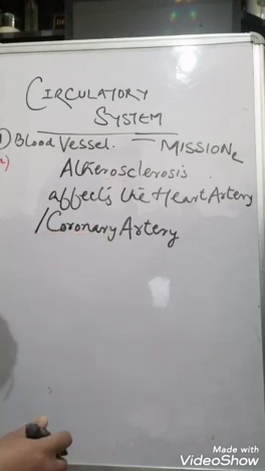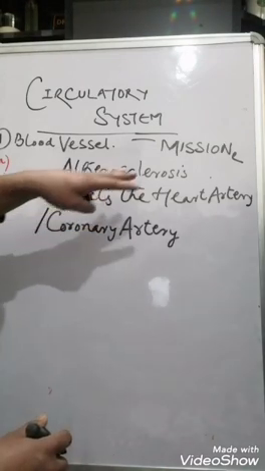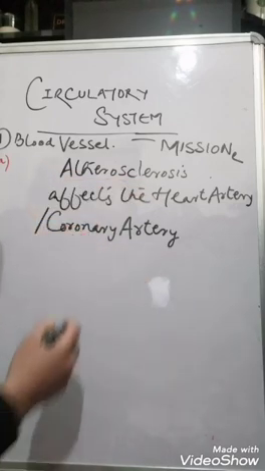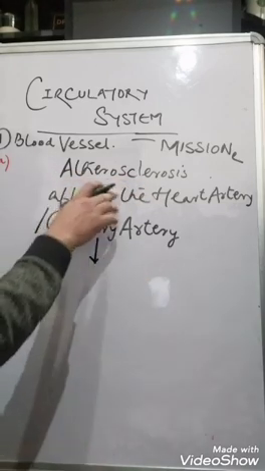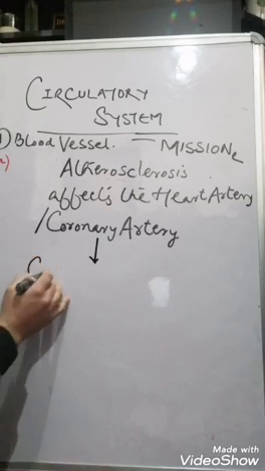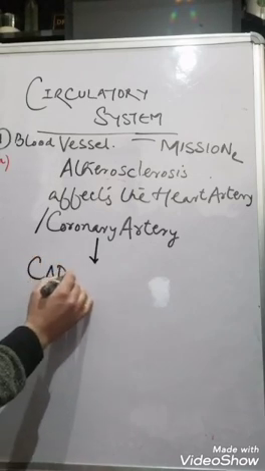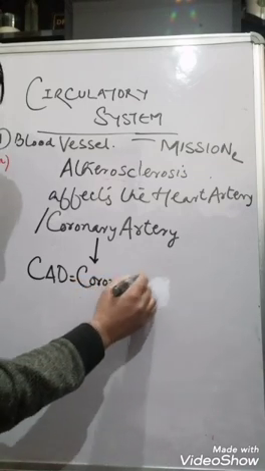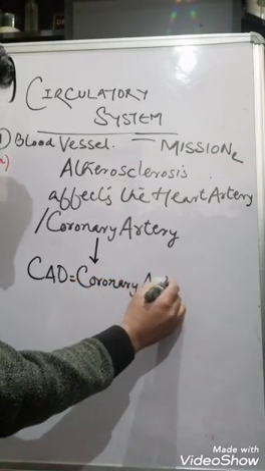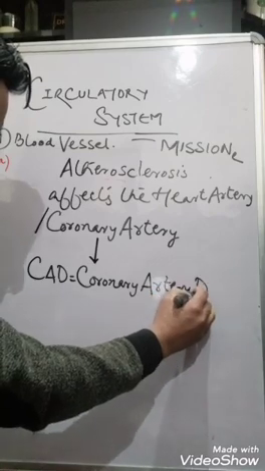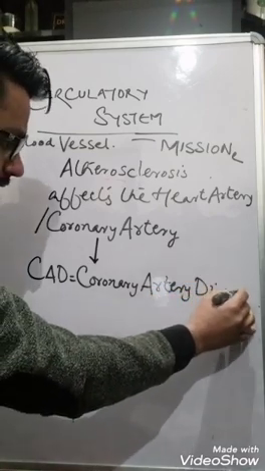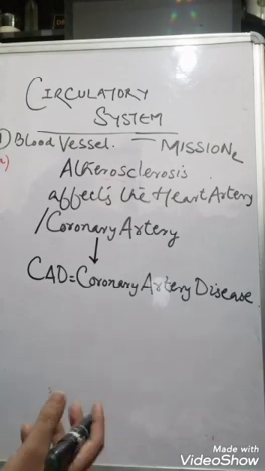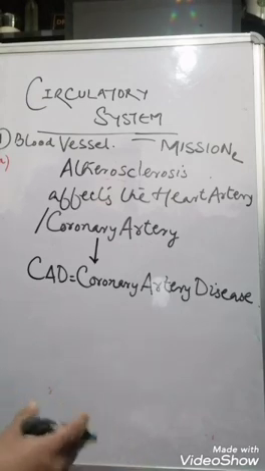So sometimes there is atherosclerosis of this heart artery, of this coronary artery, and this disease, this atherosclerosis, we call as CAD, or the full form is coronary artery disease. Coronary artery disease is nothing but the atherosclerosis that has occurred in the coronary artery.